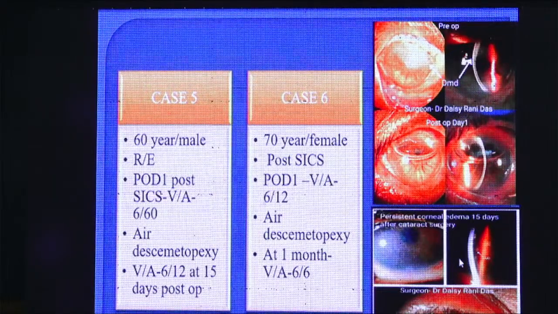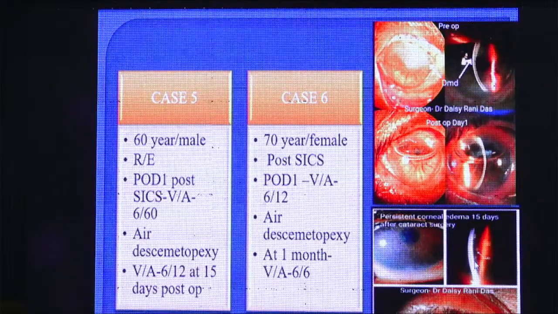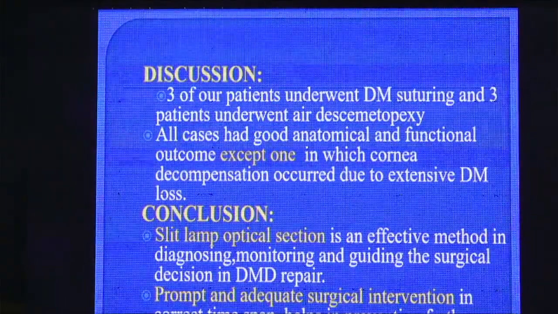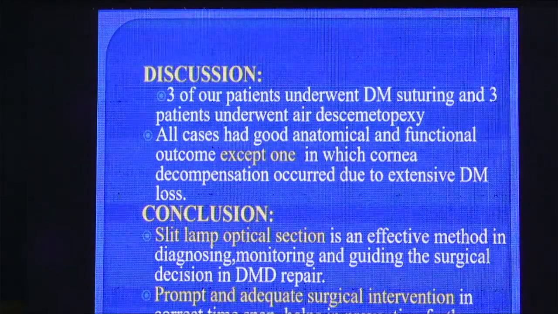Here also, in the optical section of the slit lamp, there was an evident DM detachment that was central in location, non-planar, and scroll type. And therefore, air descemetopexy was done, and at 1 month, her vision came to be 6/6. So, discussion: 3 of our patients underwent DM suturing, and 3 of them underwent air descemetopexy.